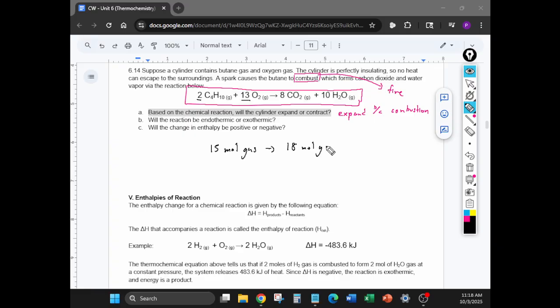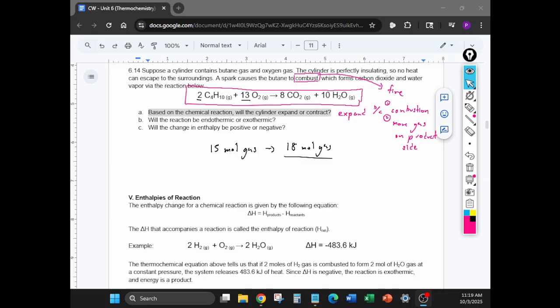So which side has more gas? The product side, right? If there's more gas, it's going to take up more space. And so that would be the other reason. The other reason is because there is more gas on the product side. All right, any questions on A? So those are the two explanations that you can give. I wanted to talk about the moles of gas because it's just another way to think about it and something else for you guys to look for in these problems.